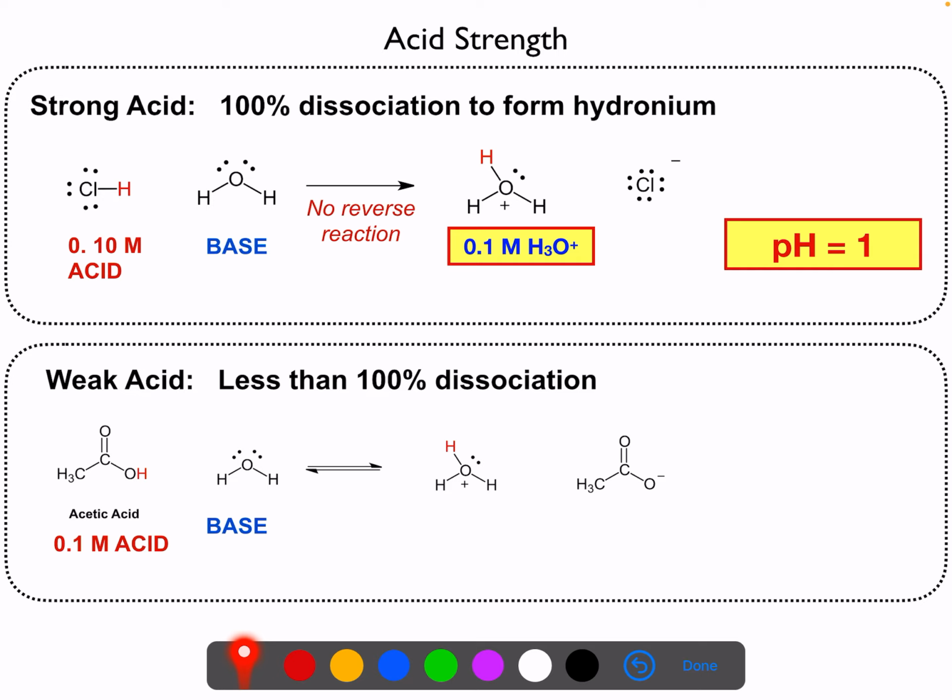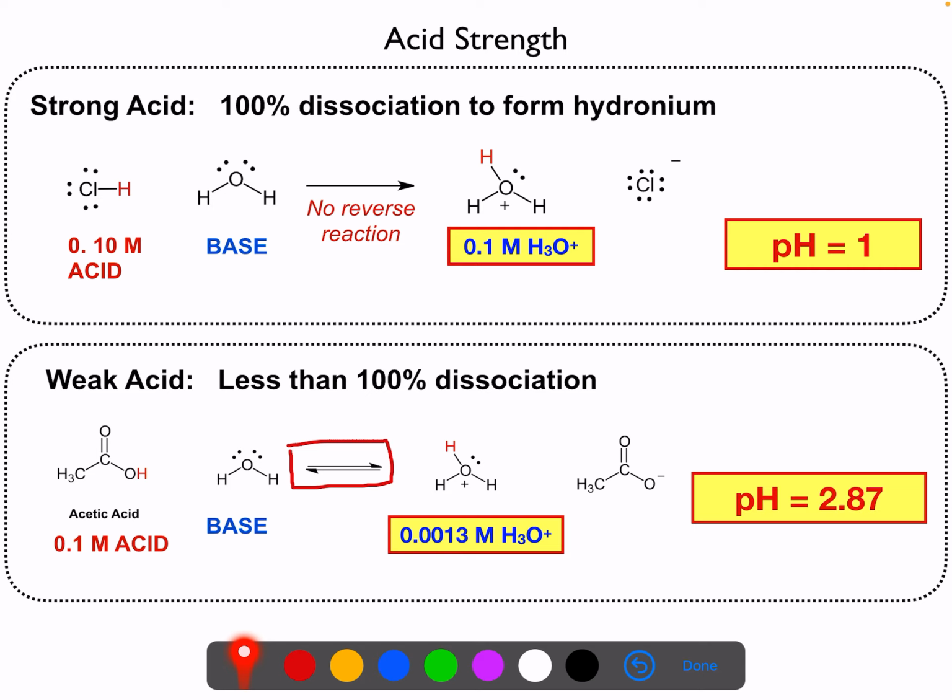Most of it doesn't react, it stays on this side. Another way of saying this is we have a two-way reaction arrow. This reaction actually goes in both directions. So some reactants go to product, but the products actually react and go back to reactants. So in this case, it turns out if we start with 0.1 molar acid, we end up with 0.0013 molar hydronium. And so if we look at the pH, and we'll talk about pH again, the pH is 2.87. Right, so a very different concentration of our hydronium for the strong and the weak acid.